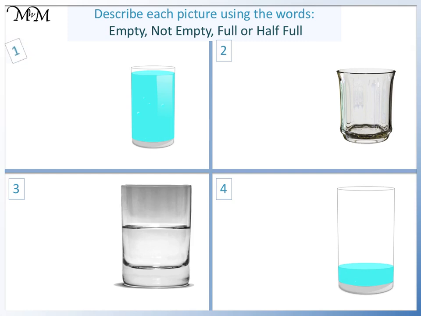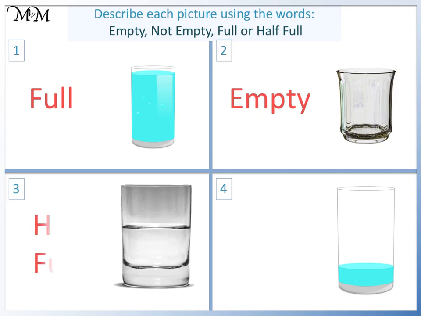Question 1. This glass is full. Water goes up to the top. Question 2. This glass is empty, as there is no water inside. Question 3. This glass is exactly half full.